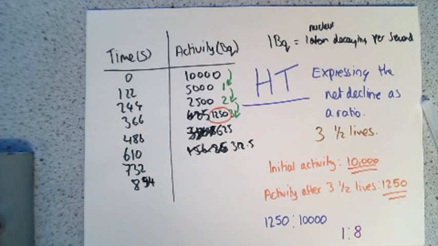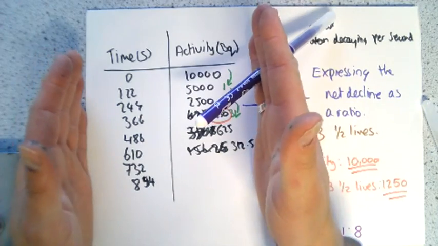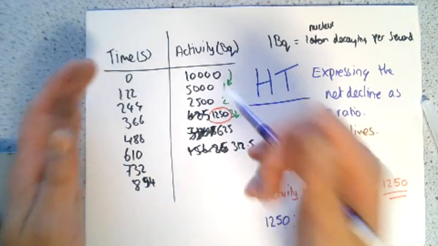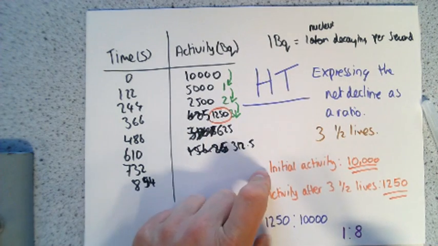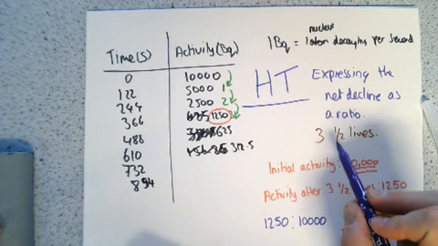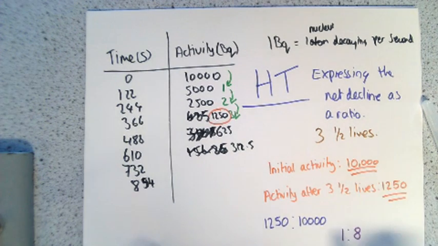Okay. So, quick recap, and I've said it once, I'll say it again, this is higher tier. So if you're on foundation, you do not need to express it as a ratio. You may be given table data to ask half-life from, but you would not be expected to do the net decline as a ratio. So initial activity, the activity after 3 half-lives, because that's what the question wanted us to do. Work out the numbers, put them as a ratio, cancel it down, and you're sorted.